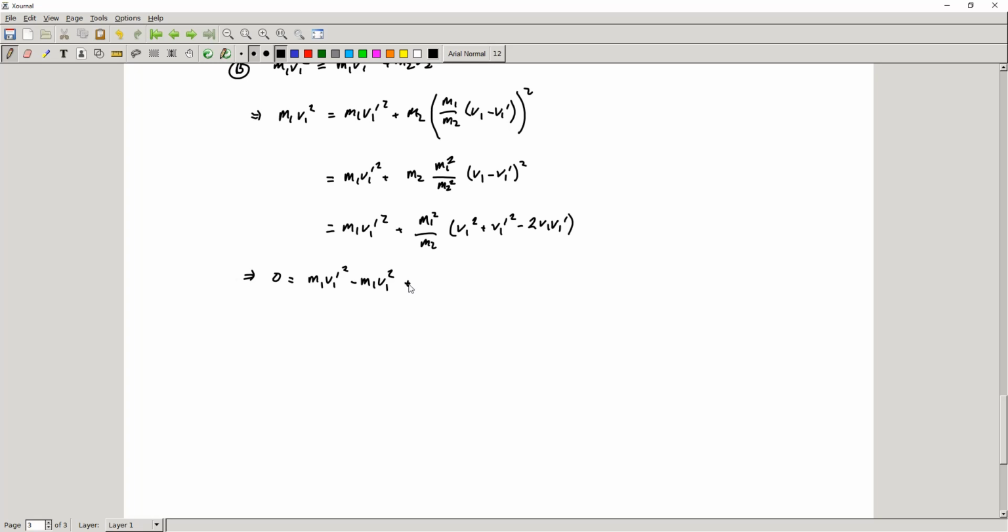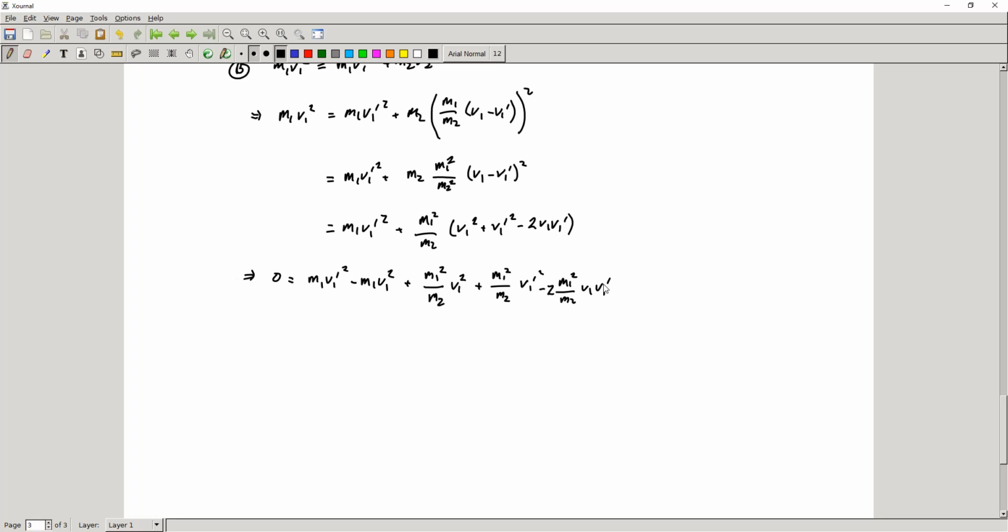And I'm going to expand out that bracket there, so we're going to have m1 squared over m2. Oops, that should not be squared. There we go. Times v1 squared plus m1 squared over m2 v1 prime squared minus m1 squared over m2, and maybe I should put the 2 out front, v1 v1 prime. Okay, so this is just me shifting the term from the left-hand side over to the right, and then expanding out these brackets.